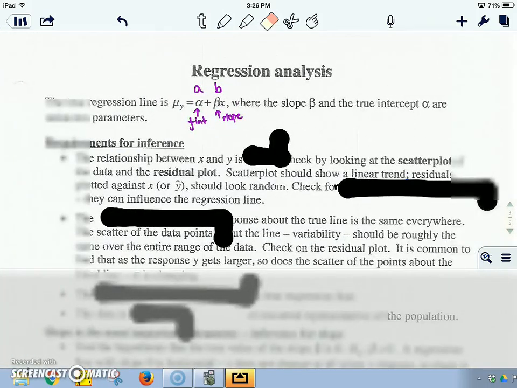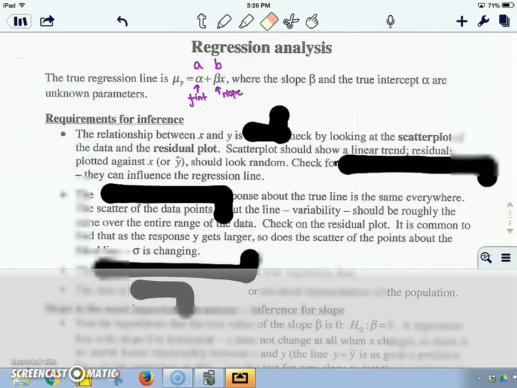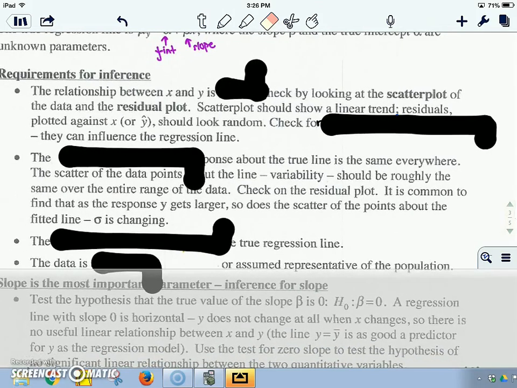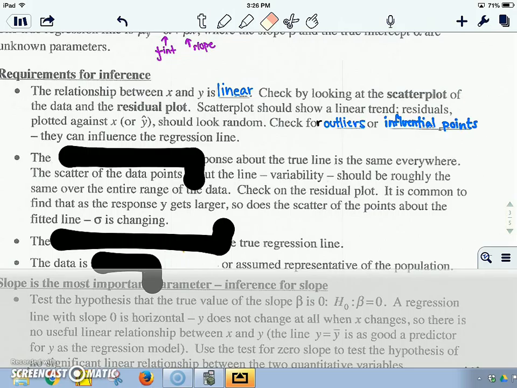Okay. Now we have to do some requirements before we could do a hypothesis test, and then we'll talk about why you'd want to do a hypothesis test. But let's look at the requirements first. The relationship between x and y is linear. We check by looking at a scatter plot of the data and a residual plot. Scatter plot should show a linear trend, residuals plotted against x or y hat, and they should look random. Okay, we also check for outliers and influential points.